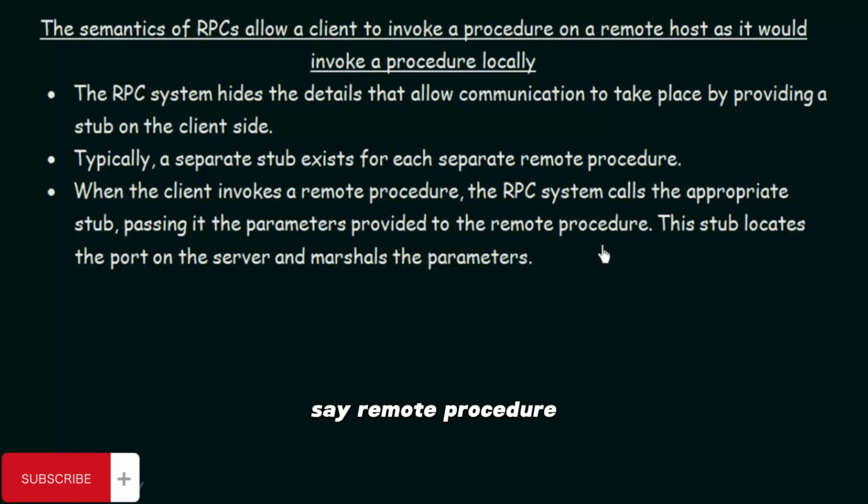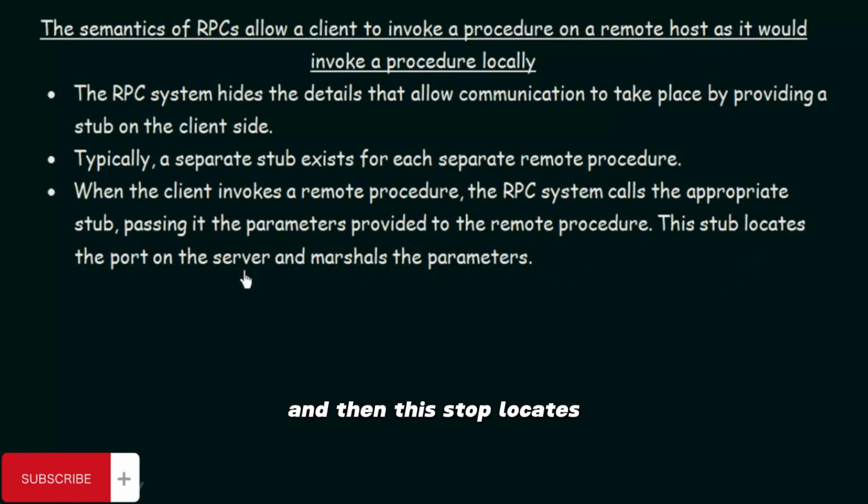So whenever we say remote procedure, think of it as a function that we have written in a program. What does it do? It executes something. It provides a certain service. So what is required? In a function, we have to pass parameters to a function. So when the client invokes a remote procedure, the RPC will call the appropriate stub, and it will pass the required parameters that are provided to the remote procedure.